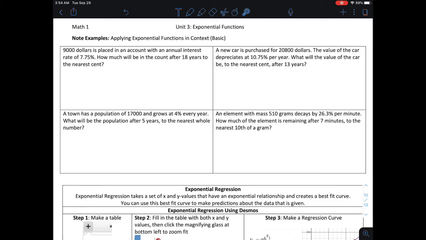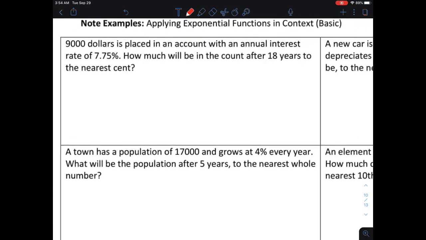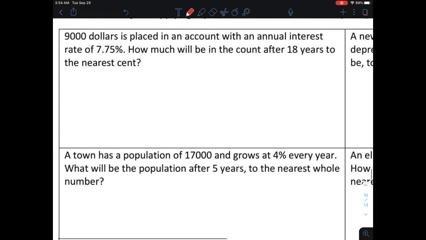Okay, in this video, we're going to solve some of our more basic exponential function word problems. And for all of these word problems, we're going to use our exponential equation, y equals a times b to the x power. And our concept's been working on about initial values and growth and decay rates. So let's look at our first question here.